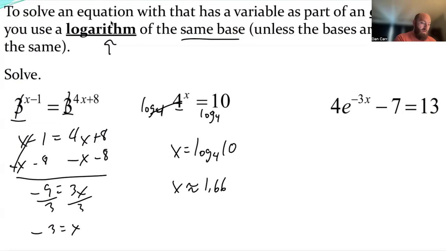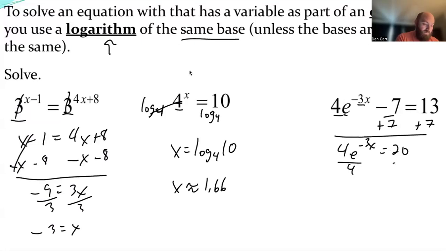Okay. For the next one, we're going to treat this just like any other solving equation. I am going to undo my order of operations. So x is being multiplied by negative 3, then it's part of the exponent of base e, multiplied by 4, then subtracted by 7. So I'm going to start by getting rid of the 7. We'll add that to both sides. So 4e to the negative 3x equals 20. Then I'm going to divide both sides by 4.